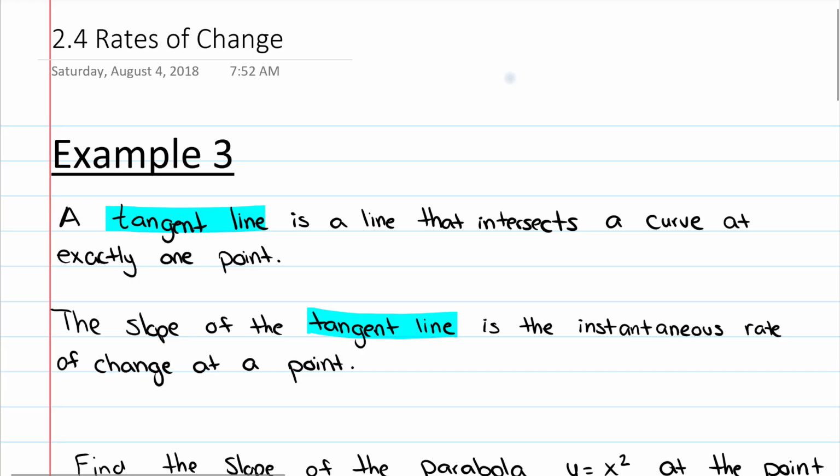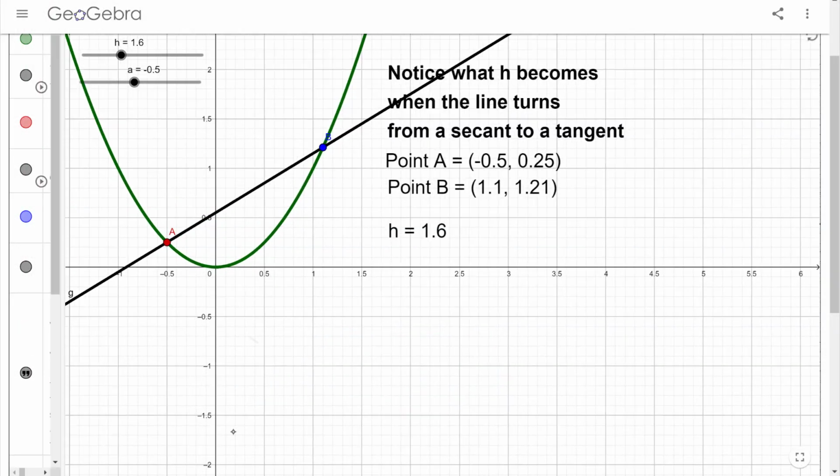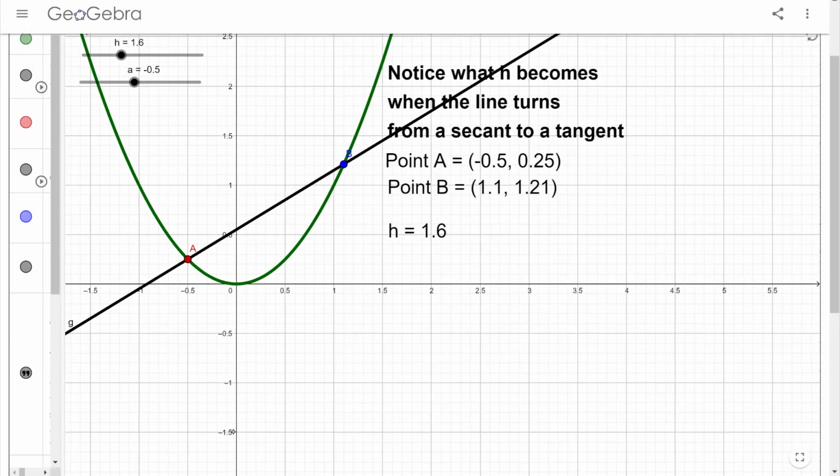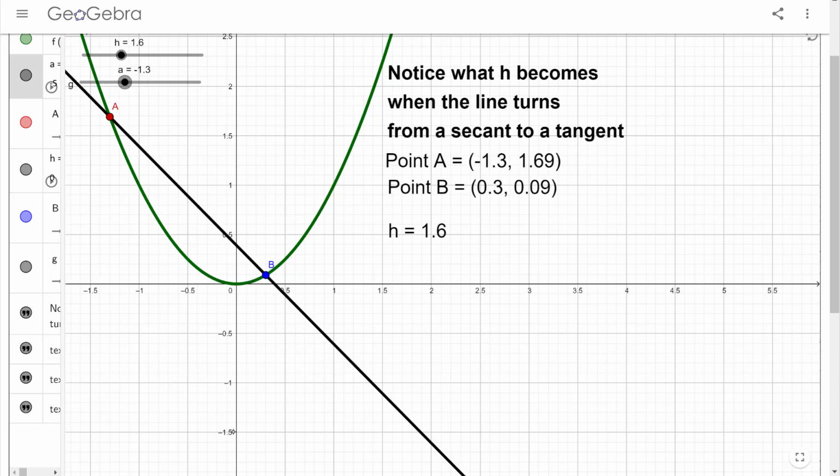So when you determine the equation of a tangent line and you find the slope, that's going to give you how fast that function is changing at that second in time. So let's take a minute and look at a graph to understand really what's going on. If we look at this graph, we have the graph of y equals x squared, and we have a secant line that runs through it. As I move the point, A and B both move to create a secant line.